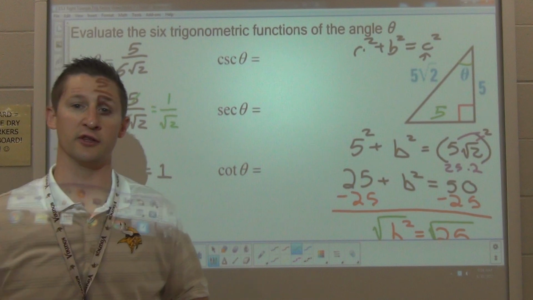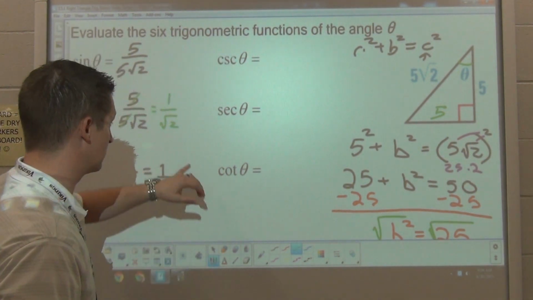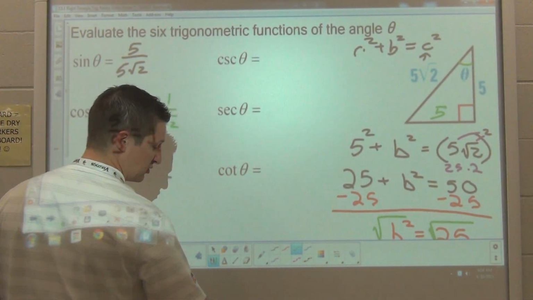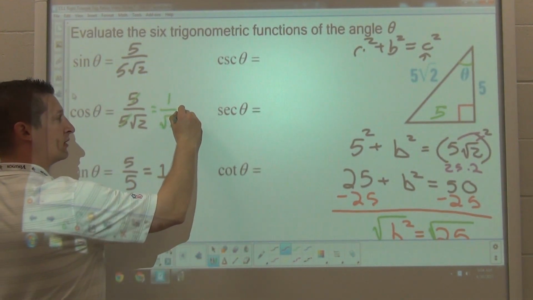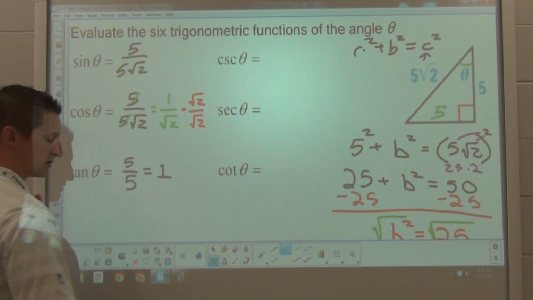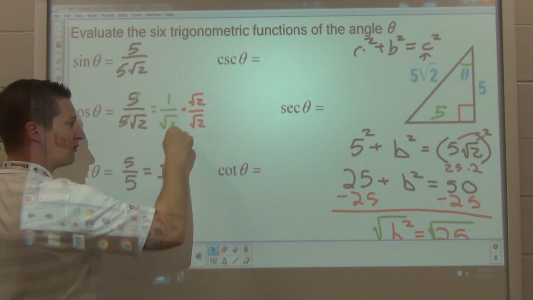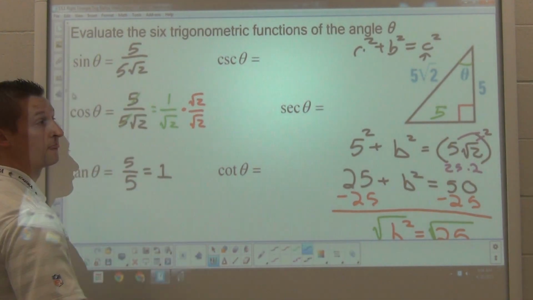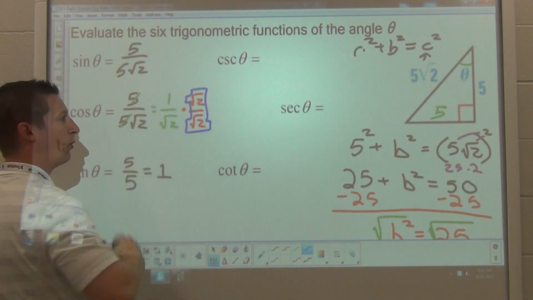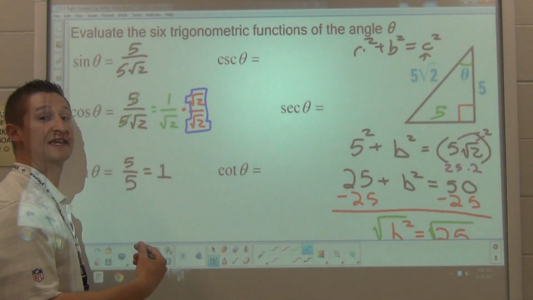Now, we've learned earlier in the year that you don't leave a radical expression in the denominator of a fraction. Well, here I have a square root, or a radical, in the denominator. That's no good. So I need to rationalize the denominator by multiplying both the top and the bottom by that same square root. So I've got 1 over the square root of 2 times the square root of 2 over the square root of 2. Remember, we do this because square root of 2 over square root of 2 is as if I am multiplying by 1. And when you multiply a number by 1, you're not changing the value of that number, you're just changing the way that it looks.